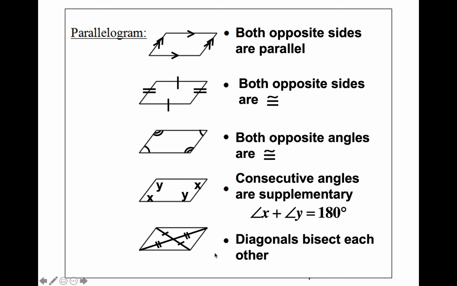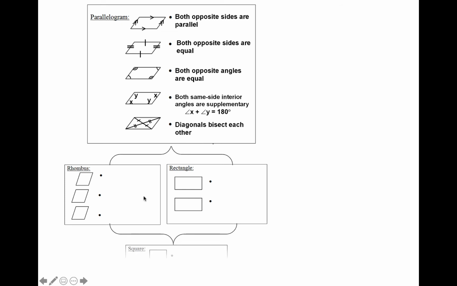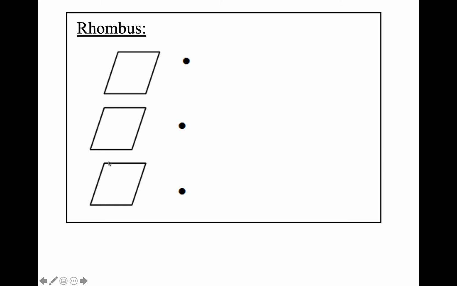We're going to talk about the different special parallelograms. So if we have our parallelograms from up above, these other shapes are also parallelograms, but they have extra properties that the parallelogram itself doesn't just have. So let's dive into what a rhombus is. A rhombus is a parallelogram, but it also has four congruent sides. So not only are the opposite sides congruent, but all of the sides are congruent.